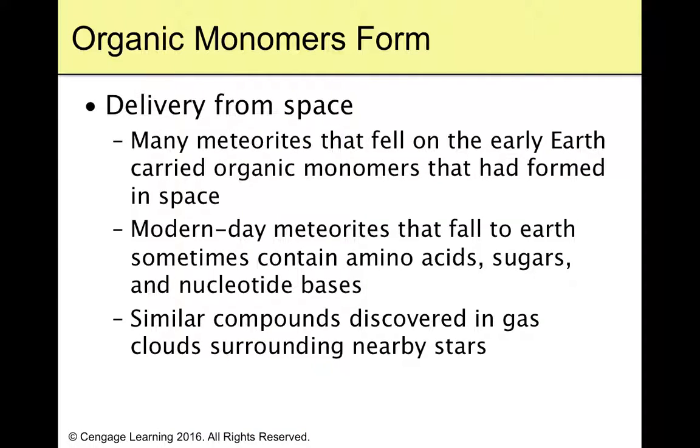So the third idea is probably my favorite, and I try not to sound like a jerk when I say that, but delivery from space. I mean, meteorites that fall to Earth, some of these can carry little tiny organic monomers that had formed in space. And modern day meteorites that fall to Earth, sometimes if we really do some searching, we can find little amino acids in there, some simple sugars, and some nucleotide bases, just because the right carbon and hydrogen and nitrogen and oxygen bonded together, we get a nucleotide in there somewhere.